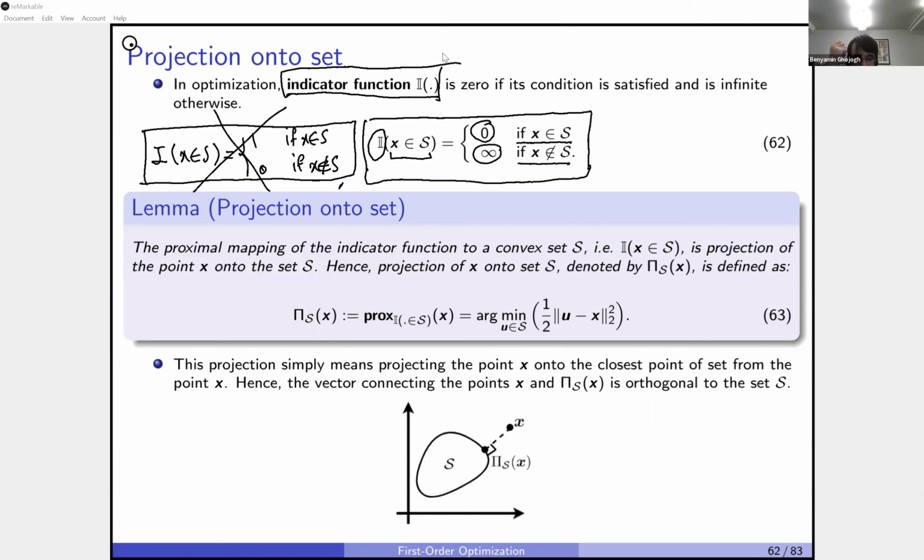My question is, why does it make sense to have such an indicator function in optimization? Why does it make sense to have it blow up when it's not in the set S, and become 0 when it is in the set S? Why don't we say whenever it's in the set S, let it be 1, and if it's not in the set S, let it be 0? Can you have other guesses?